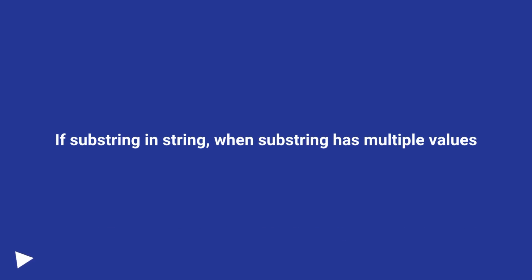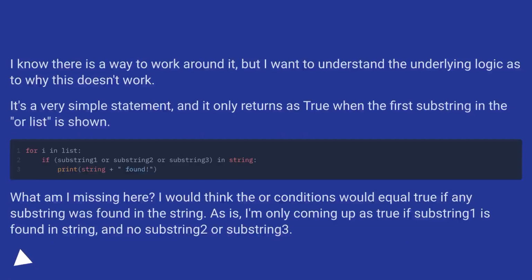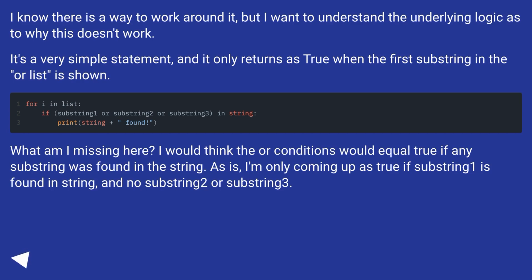If substring in string, when substring has multiple values. I know there is a way to work around it, but I want to understand the underlying logic as to why this doesn't work. It's a very simple statement, and it only returns true when the first substring in the OR list is shown. What am I missing here?